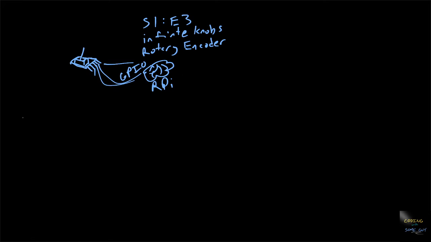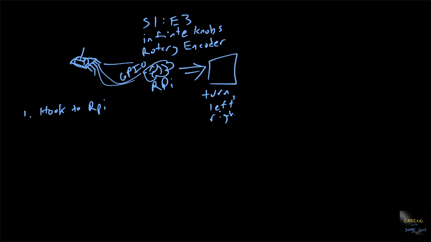Now, once we have the actual thing hooked up, we're going to take that and process it. We're going to write a little program that says, okay, did you turn? And if you did turn, did you go left? Did you go right? And once we figure out how to decode all that, we're going to take that and go over a magical technology called Wi-Fi.